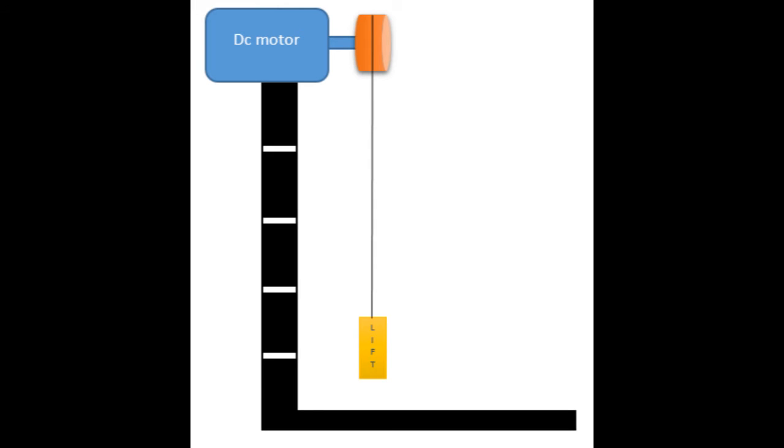Lift. This is just a model of how a lift works, and for this we need 4 push buttons, and each button corresponds to a floor that the lift stands. Setup is done with a bobbin that is attached to a DC motor, shown in orange color and blue color in the pic.